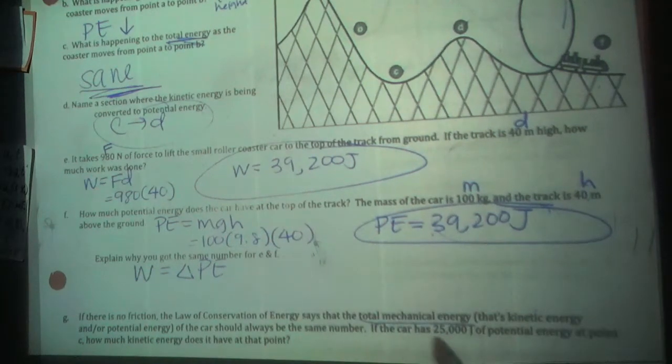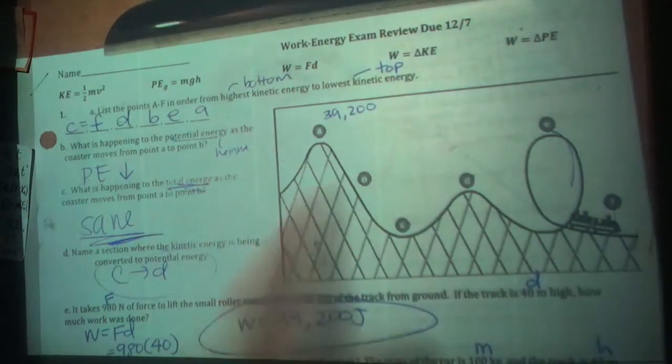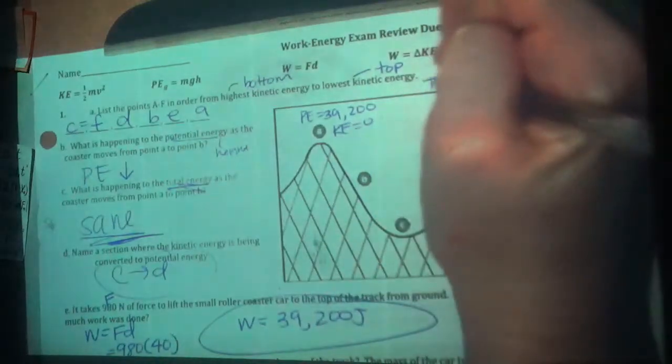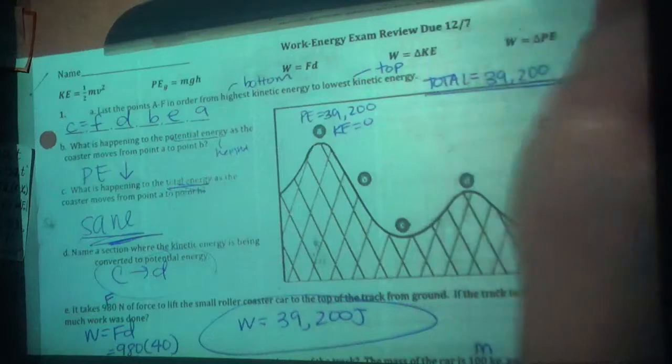And if the car has 25,000 joules of potential energy at C, then how much kinetic energy does it have at that point? Well, let's think about it. We just said that we started with 39,200, and I'm realizing now I didn't specifically say it starts from rest right here, but let's say it starts from rest right there. So my potential and my kinetic, that means that my total energy is just this 39,200.